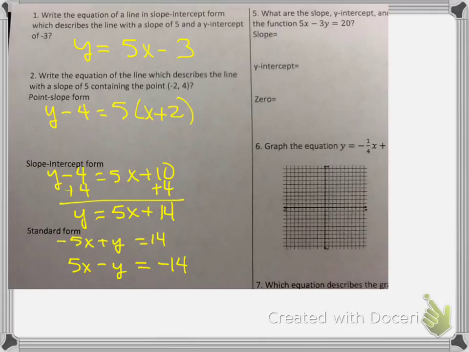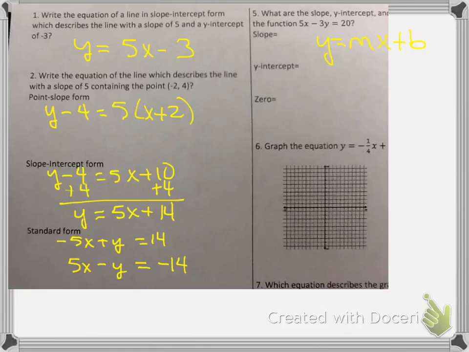Slope-intercept form is y equals mx plus b. So keep that in mind. So slope-intercept form is y equals m. Oh, that's horrible. Let's try that again. Slope-intercept form is y equals mx plus b.